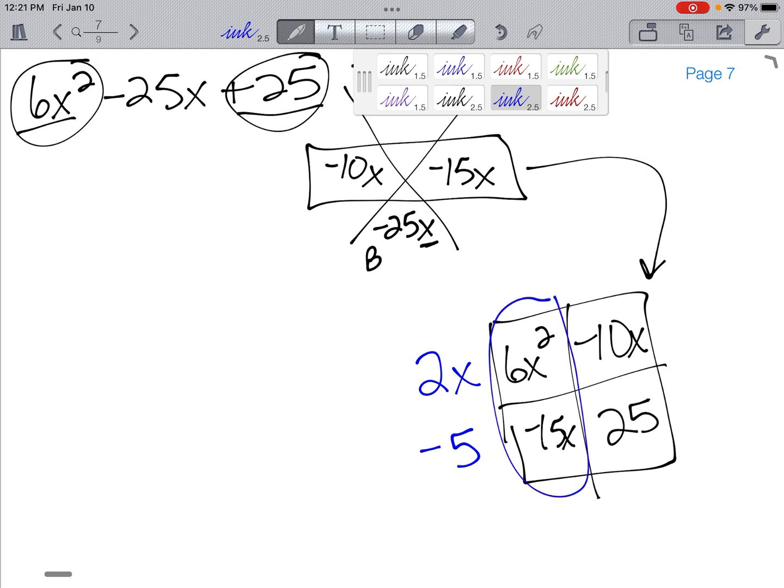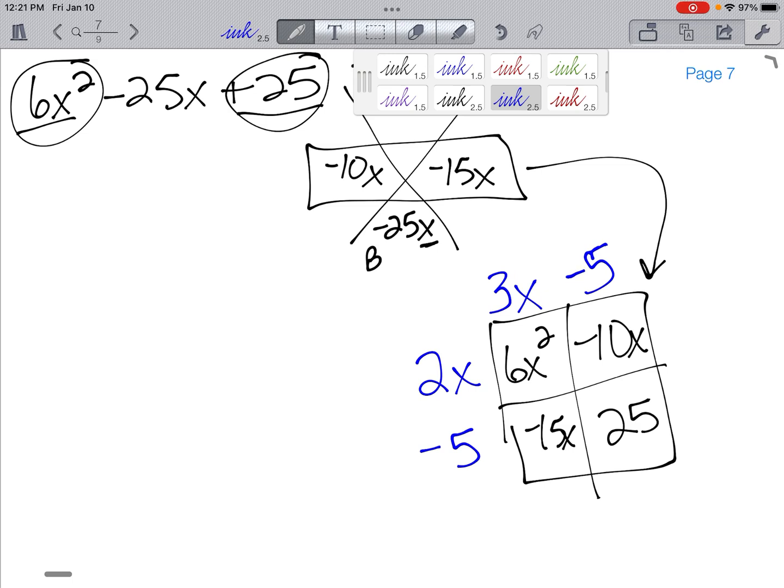6x squared and negative 15x. Again, you can use the GCD function if you need to on your calculator, but I know both of these are divisible by 3, and that I can also take out an x. Next, we're going to move to our second column, the 10x, negative 10x, and our 25. Again, both of those are divisible by 5. And then because our first box is negative, we're taking out a negative 5.